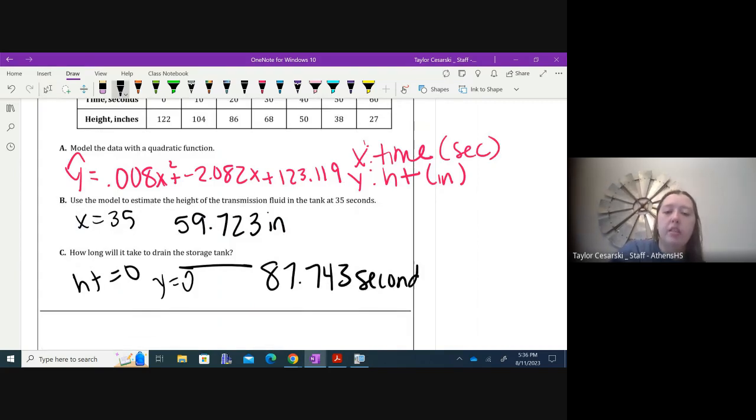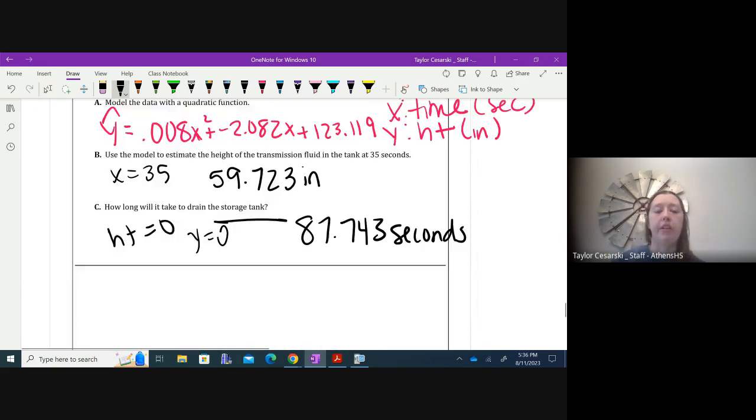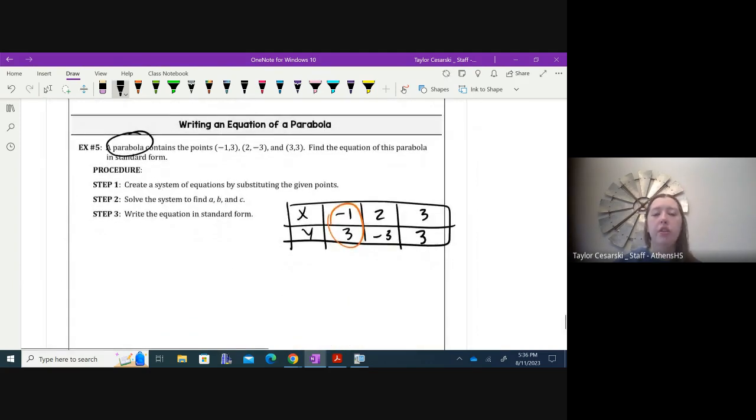And that makes sense because you can see that it's kind of decreasing in this section. Okay. All right, so now let's look at something without the calculator. So if we were trying to do this idea without a calculator, let's go down to example 5.